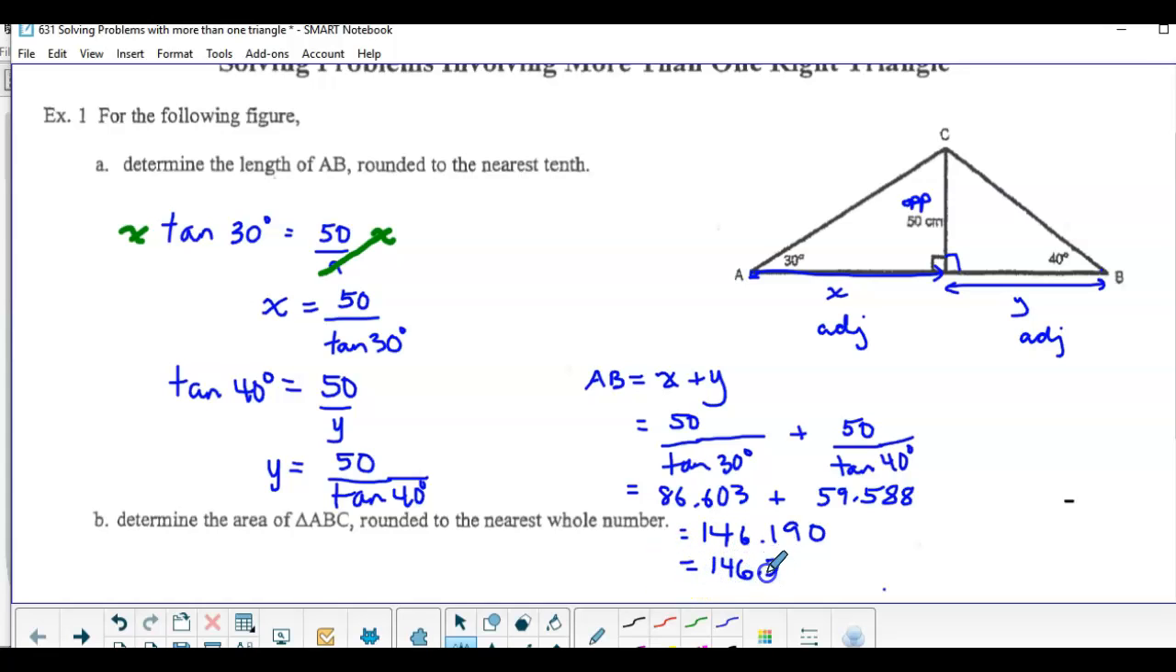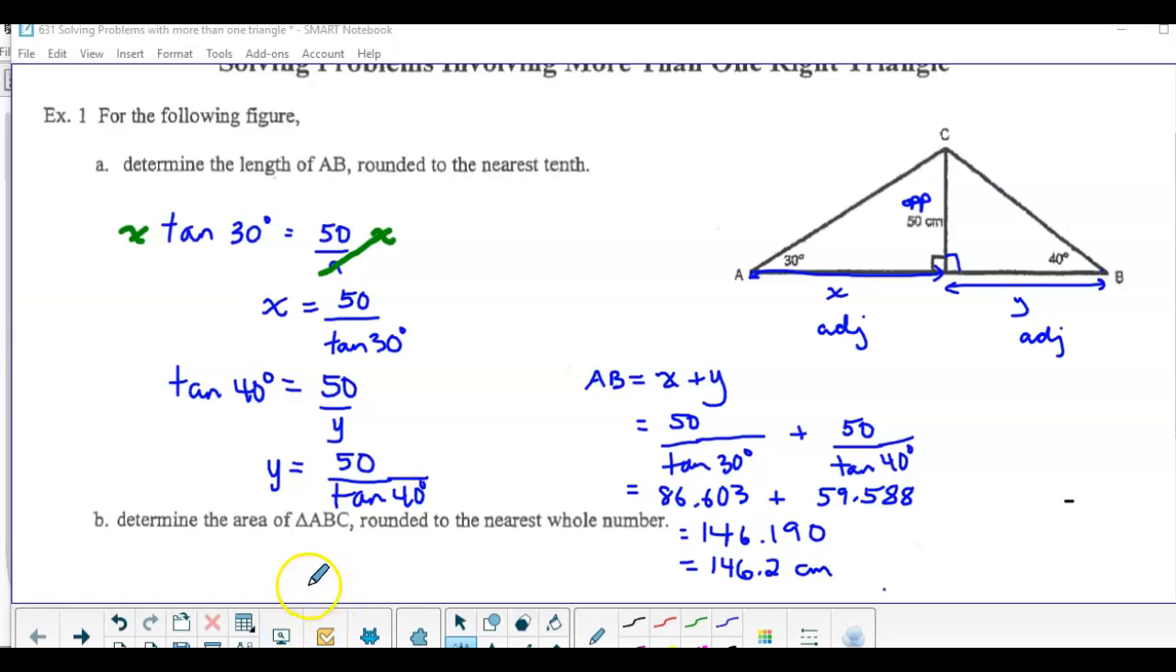146.2. So if you were to do it separately, if you didn't have a graphing calculator and you had to use a scientific calculator, show at least 3 decimal places, then round to the 1 that you're asked to here. And this is in centimeters, so you also need units. I always suggest 2 more decimal places than what you're asked to round for each part of your question, and then round at the end.